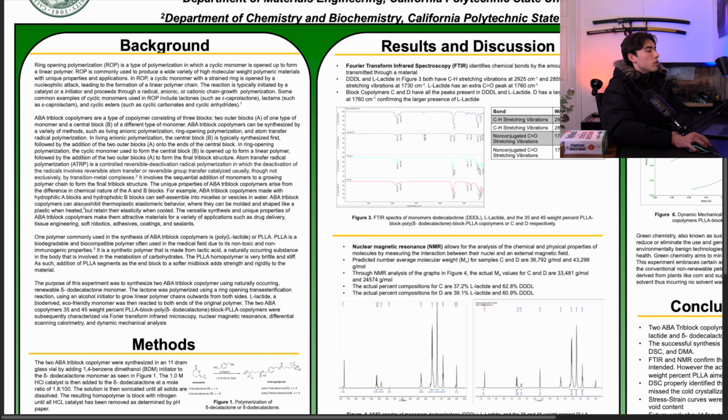The unique properties of these ABA triblock copolymers arise from the difference in the chemical nature of the A and B blocks. For example, you can create an ABA triblock copolymer made of hydrophilic A blocks and hydrophobic B blocks, which can assemble into micelles or vesicles in water. These copolymers can also exhibit thermoplastic elastomeric behavior, which means they can be molded and shaped like a plastic when heated, but they retain their elasticity when cooled. All these properties make ABA triblock copolymers super attractive for applications such as drug delivery, tissue engineering, soft robotics, adhesives, coatings, and sealants.